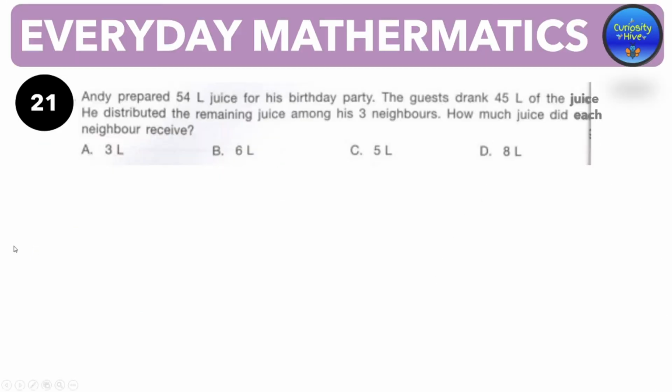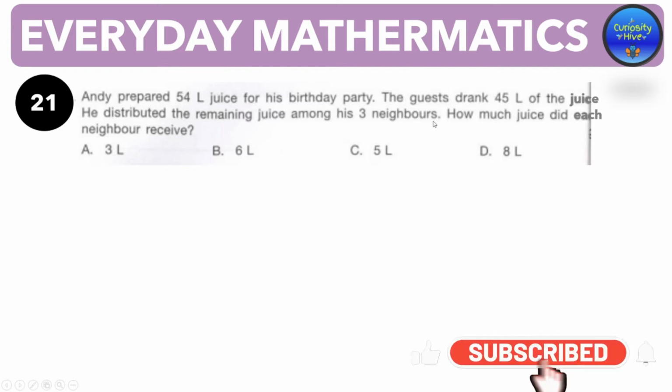The first question here is, Andy prepared 54 liters juice for his birthday party. The guest drank 45 liters of the juice. He distributed the remaining juice among his 3 neighbors. How much juice did each neighbor receive? Well, get your calculation going.